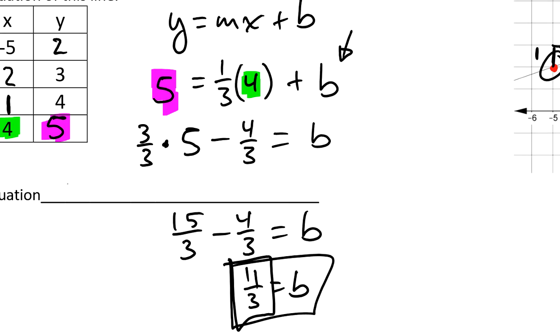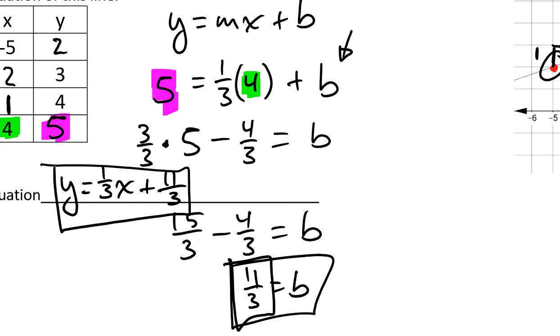So the equation of this line is y equals, again, the slope was 1/3 x and then plus 11/3. And boy, I have not left a lot of room for that answer.